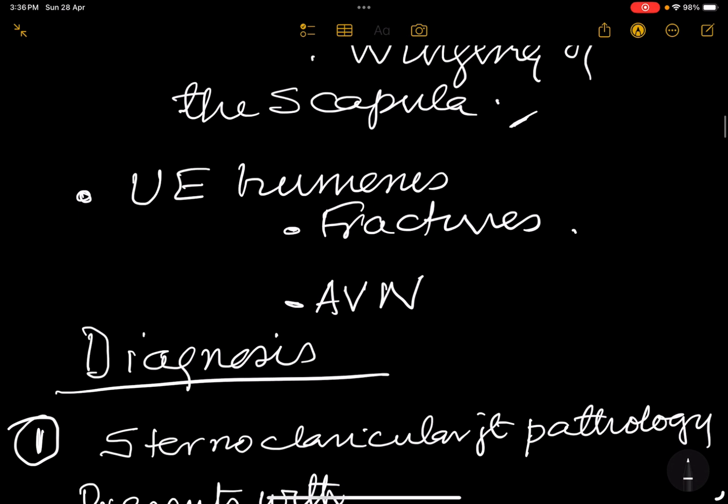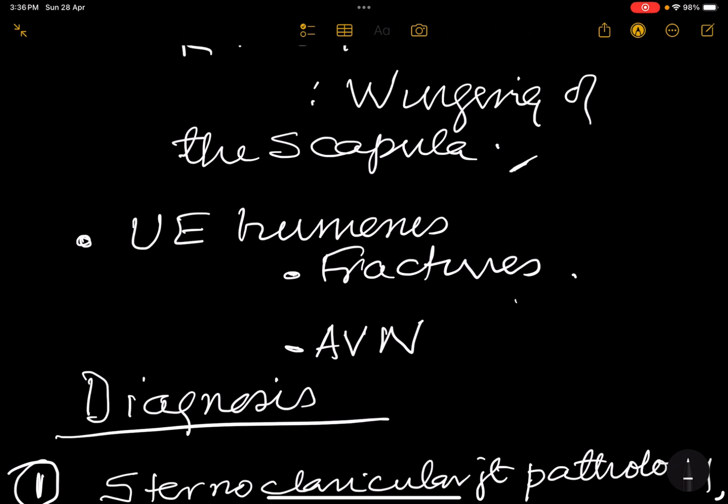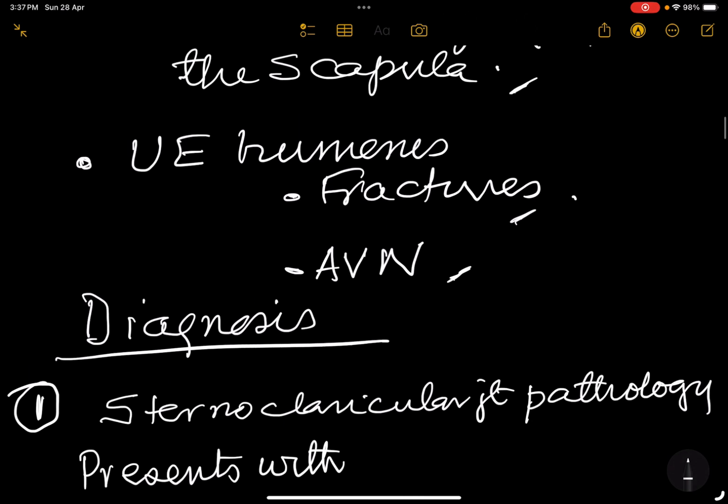Upper end of the humerus, there are fractures and there is avascular necrosis, and these are the common conditions that we have to remember or manage in orthopedics. And what do we have to answer about them? We have to be able to diagnose them. What is your diagnosis? Then why do you say so? Any differential diagnosis? Why not that? How would you investigate? How would you treat? What is the prognosis?